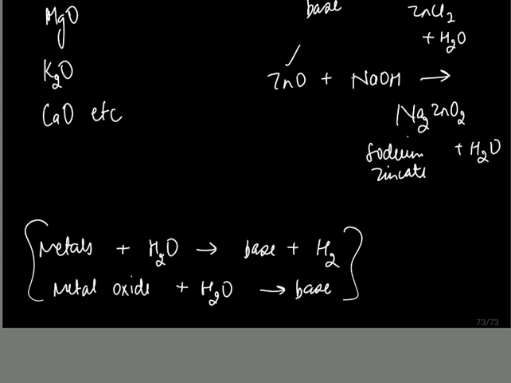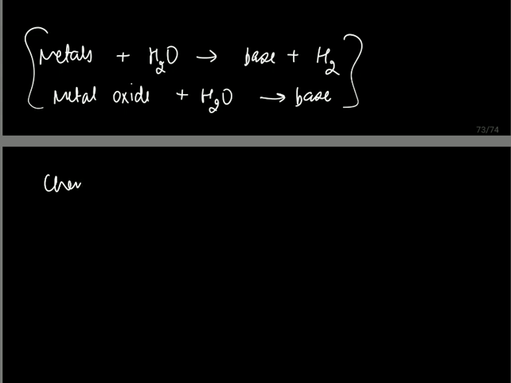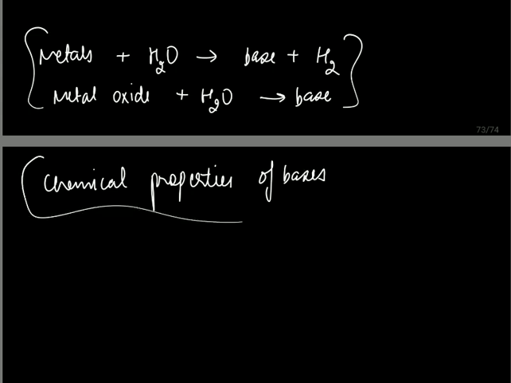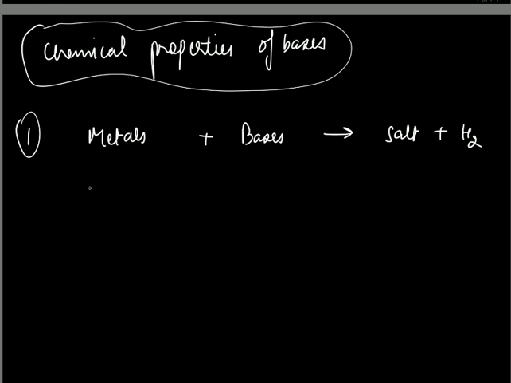Then moving ahead to the chemistry of bases, chemical properties of bases. Metals reacting with bases give you salt and hydrogen gas. We have taken zinc already. We can take aluminium, amphoteric. You can take a normal metal also.